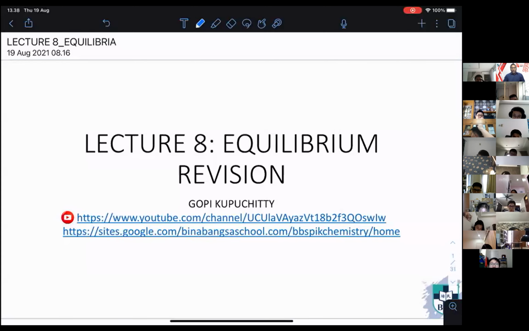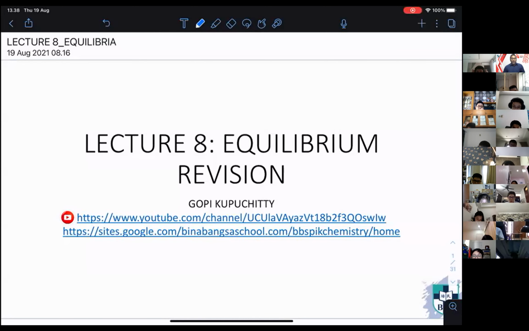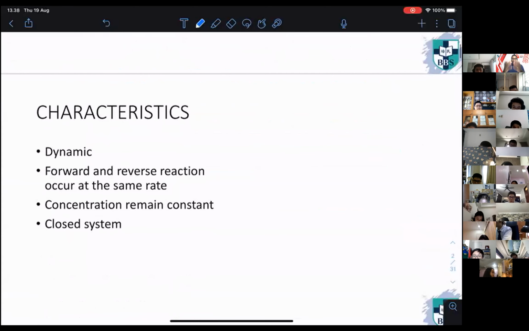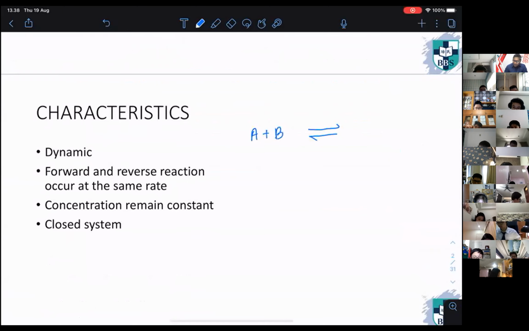So we are going to do the revision on equilibrium. Okay, so the revision under equilibrium, you need to understand that any equilibrium involves these reversible reactions. For example, if I have A plus B to give me C plus D, you need to have that reversible sign over there.